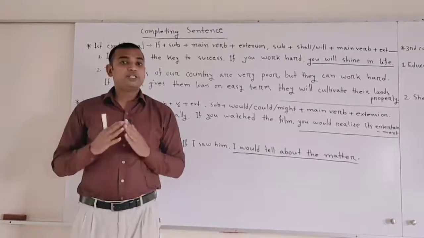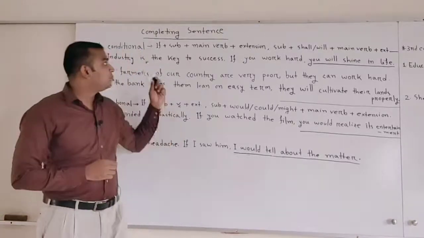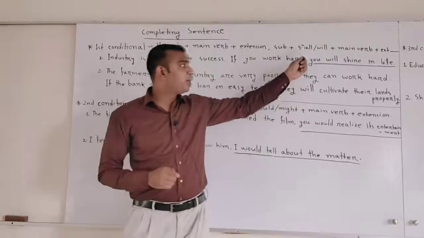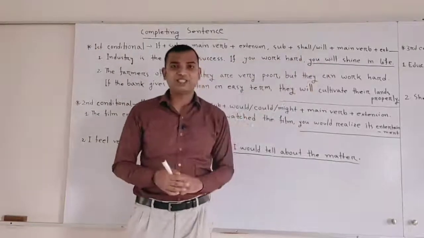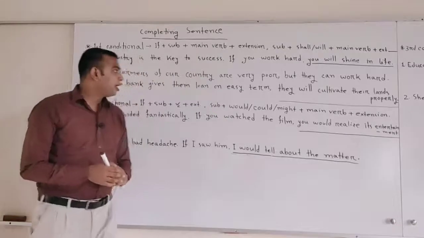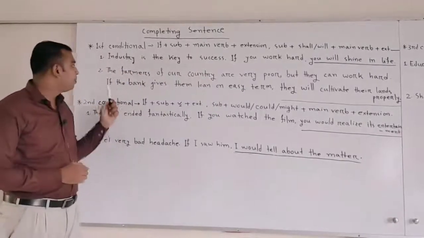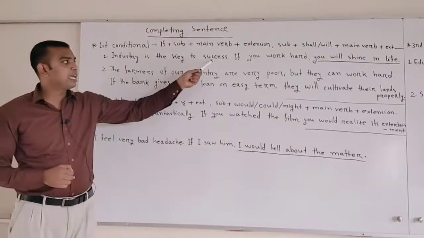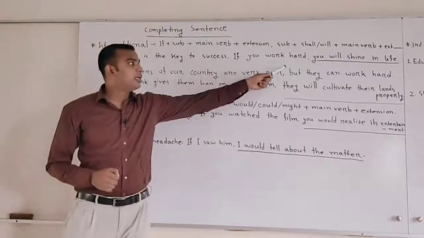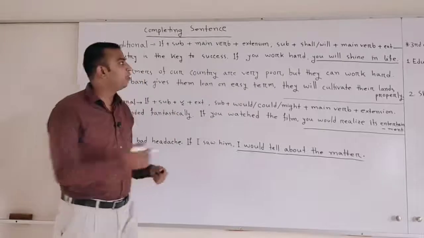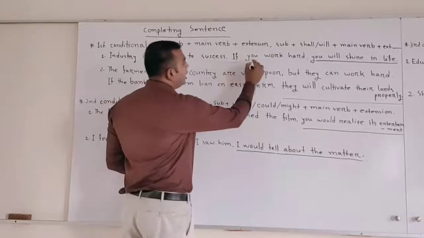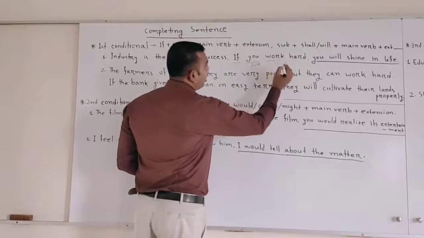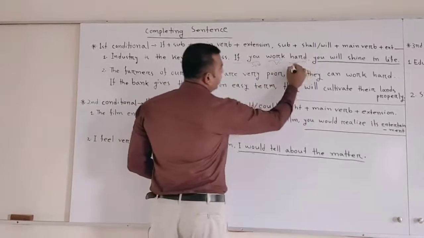We know the structure of present indefinite is subject plus main verb plus extension, and future indefinite is subject plus shall/will plus main verb plus extension. Look here, I have written a couple of examples. The first one: industry is the key to success. If you work hard, you will shine in life. Here, first if, then you find the subject, then verb 1, the main verb, and then the extension.